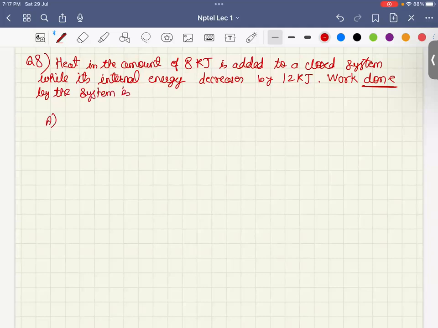is option A 20 kilojoule, option B minus 20 kilojoule, option C 4 kilojoule, option D minus 4 kilojoule. So remember it's work done by the system, right? So I'll wait for a couple of minutes for you to solve the question. I hope the question is clear to everyone. And if anybody has any doubt, they can ask. And those who have understood can try solving the question.